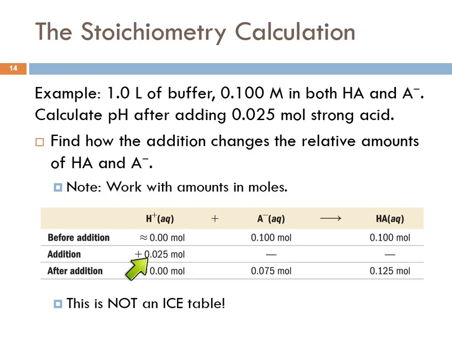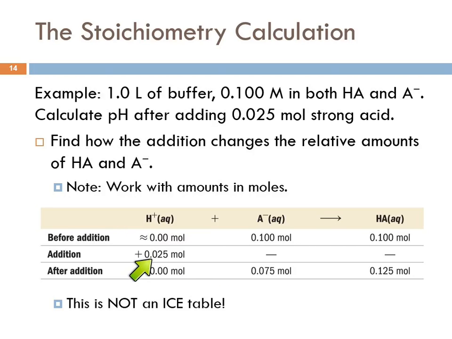So 0.025 moles of acid, that's going to react with the base, right? And this is a 1-to-1 reaction. So what we're going to say is essentially that all of that acid gets eaten up by the base. So the base is going to decrease in amount. It's 0.1 minus this gives us 0.075. And over here, because of that, we're going to have more acid than we had before.